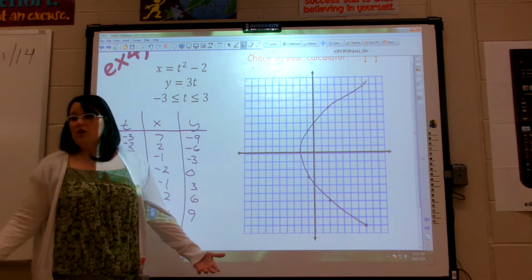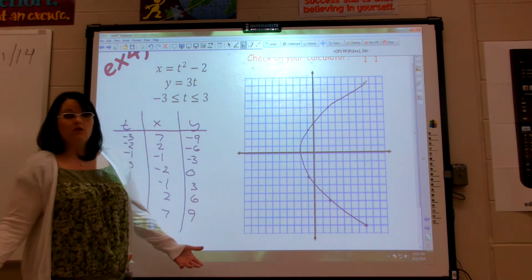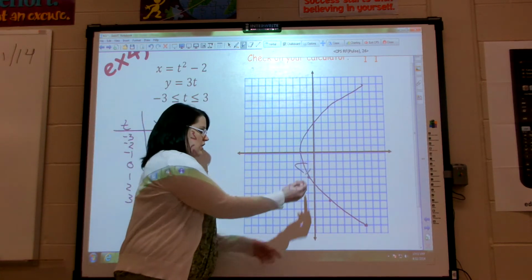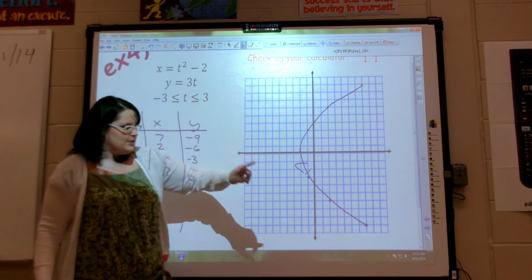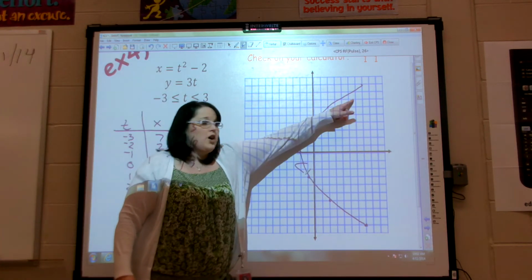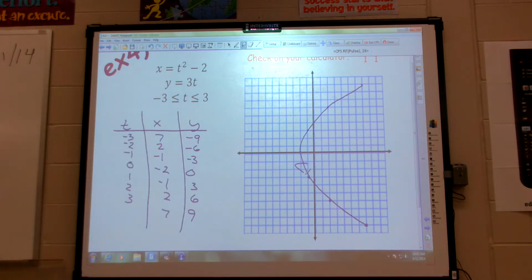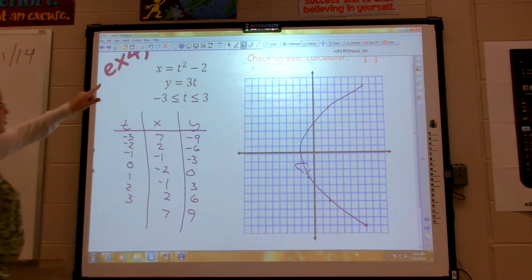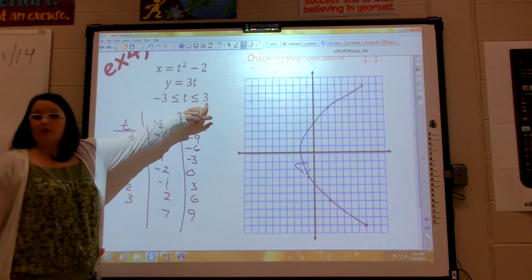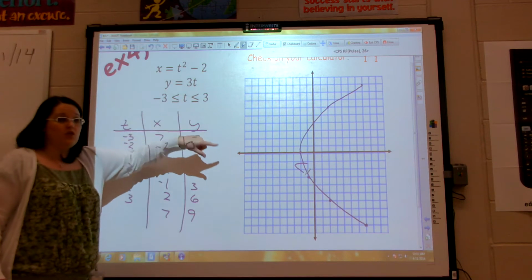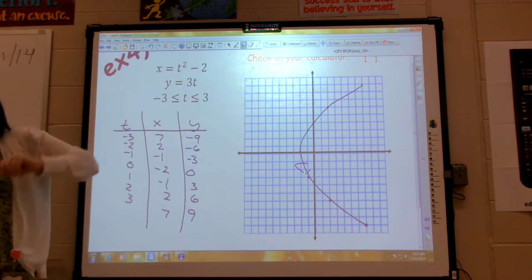What direction is it going? Clockwise, because I started here, right? Now, here's the thing, guys. Don't you dare have arrows. If you have arrows, it's wrong. Why? Well, it doesn't keep going. Start, stop. Correct? If you put arrows, it's wrong because it does start and stop.